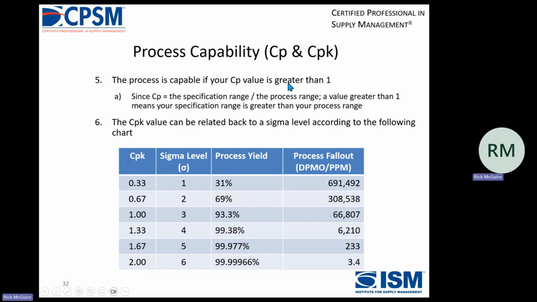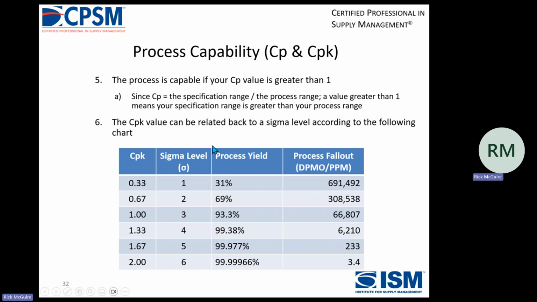So you want your CP to be greater than 1. It's the specification range divided by the process range. So that's why you want greater than 1. If it's greater than 1, you have a capable process. It doesn't tell you whether the process is centered and whether it's a 6 sigma process, but it tells you the process is capable.